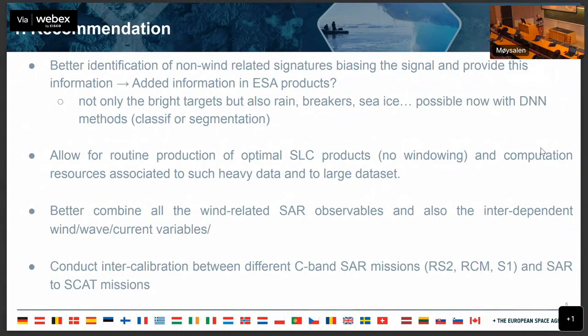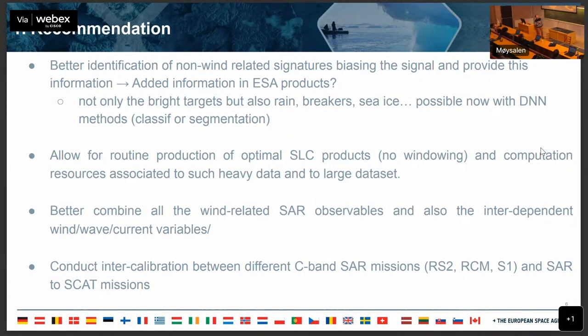Also, of course, today most of the variables for the wind are estimated from the GRD products, but we've seen that if we want to have all of this combined together, wind inversion and then wind, wave, and current, we need to be starting from the SLC products. And talking about the SLC, we need to get rid of any ad hoc filtering that is present and is actually not necessary. So there's a requirement to use the SLC data and to have a clean processing as much as possible.